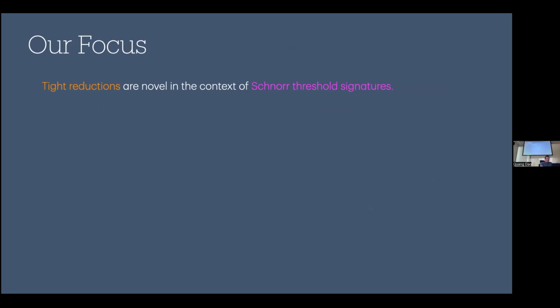So the type reductions are kind of novel in the context of Schnorr threshold signatures. Most works don't consider them. And in this work, we focus on tightness of Sparkle Plus under static corruptions, meaning that the players that the adversary corrupts are declared at the beginning of the game. Adaptive corruptions are much harder to handle.